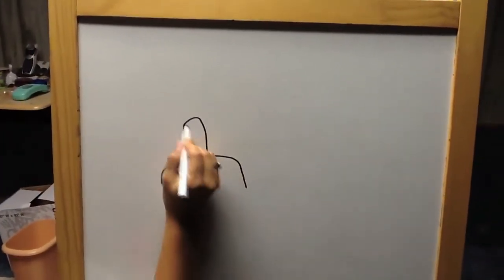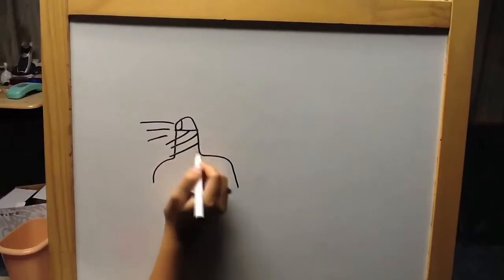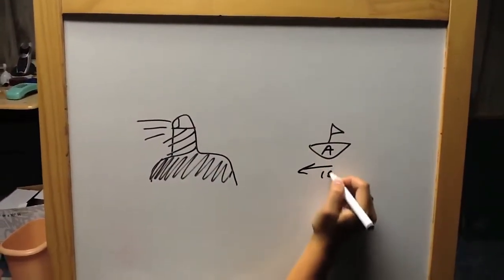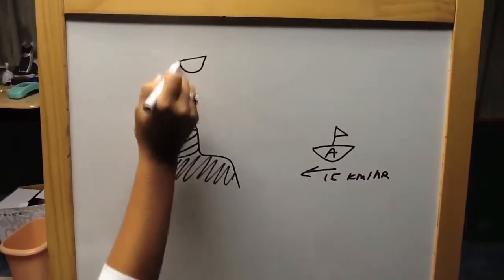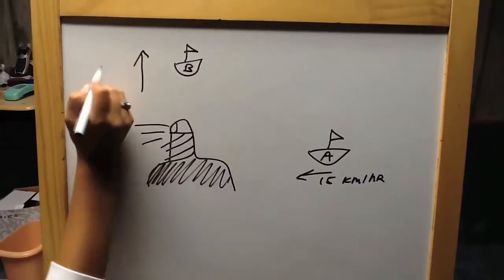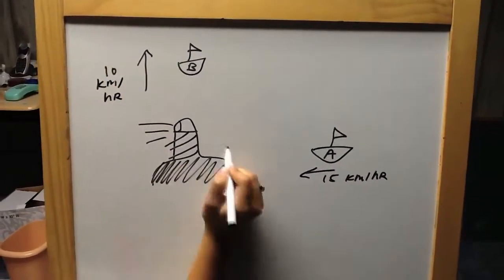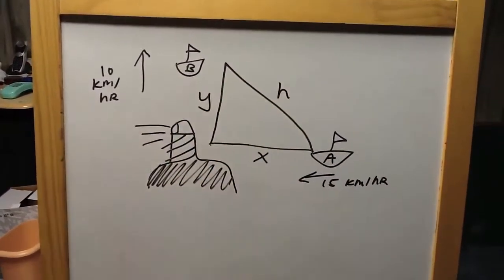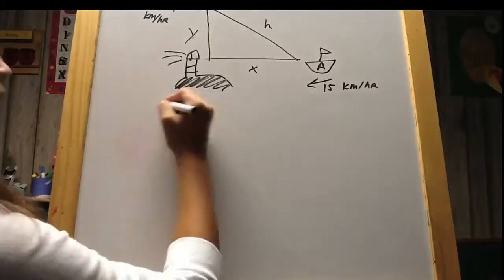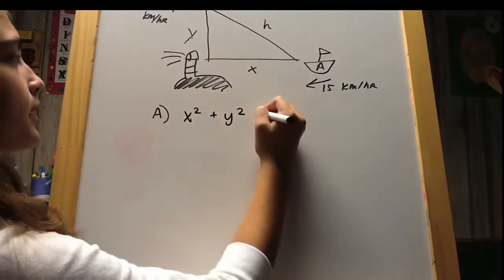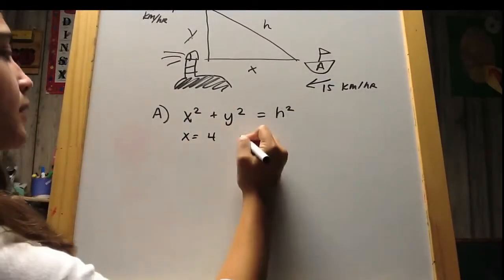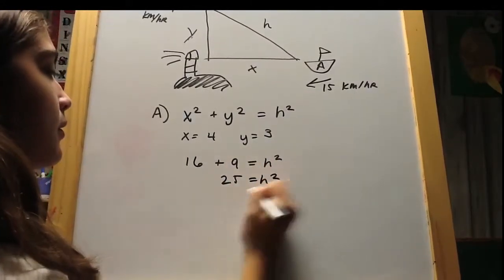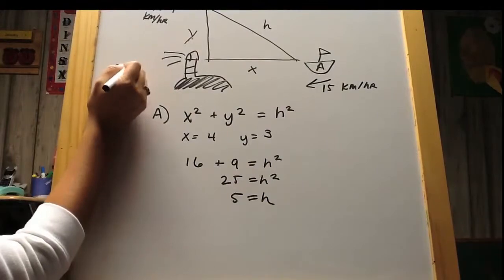Let's do another problem. Ship A is traveling due west towards Lighthouse Rock at a speed of 15 kilometers per hour. Ship B is traveling due north away from Lighthouse Rock at a speed of 10 kilometers an hour. Let x be the distance between Ship A and Lighthouse Rock at the time t, and let y be the distance between Ship B and Lighthouse Rock at time t. Okay, so part A asks for the distance between ships A and B when x equals 4 and y equals 3. This is a simple Pythagorean theorem problem, and we get that the distance is 5 kilometers.